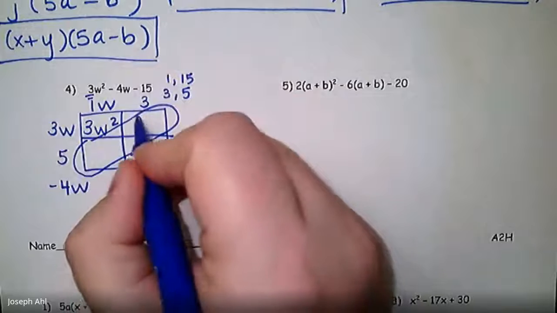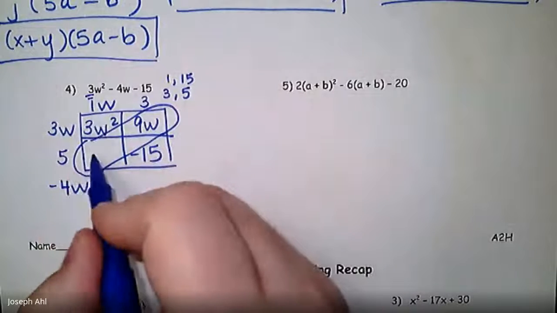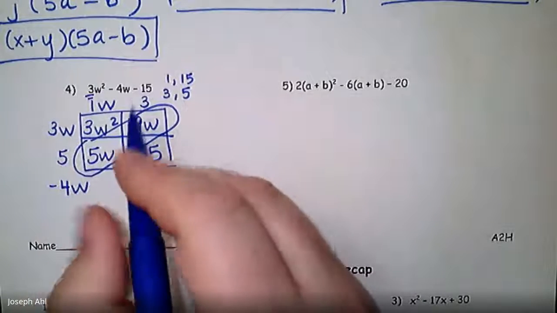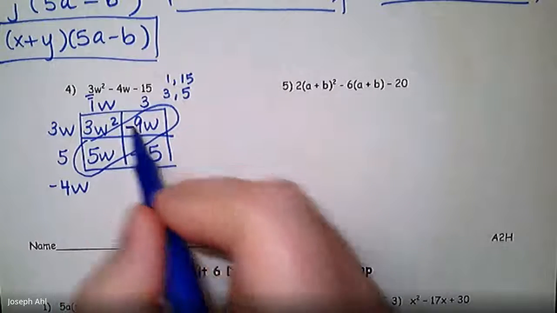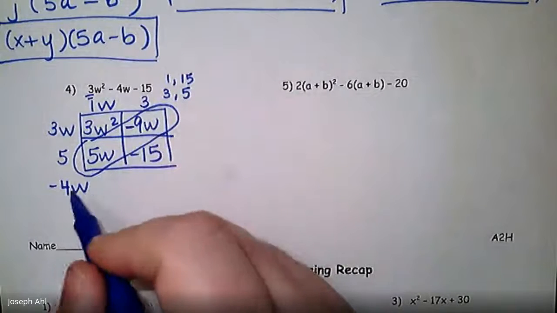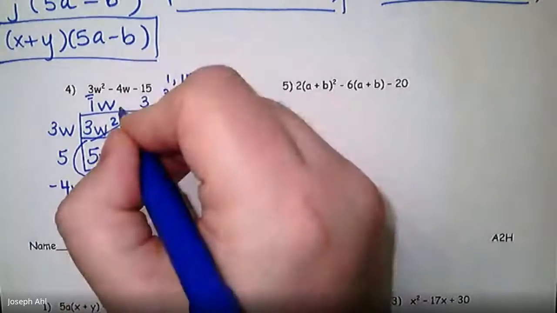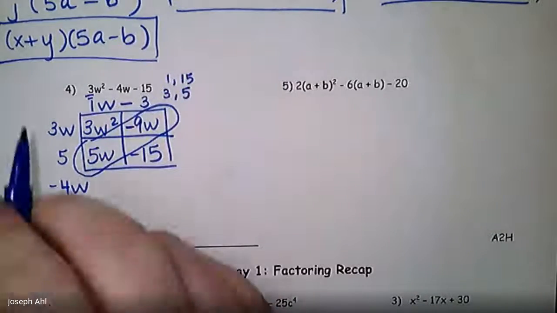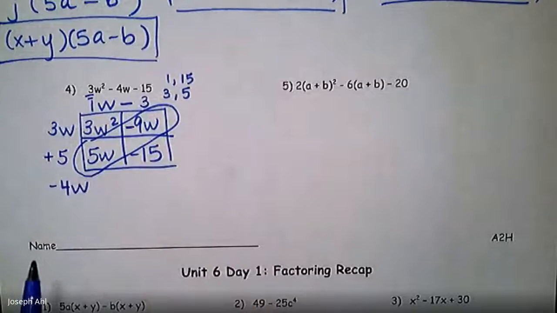3 times 3 is a 9w. 1 times 5 is a 5w. And if I were able to make this one negative, negative 9 plus 5 is negative 4. Well, we can make that negative by writing w minus 3. And therefore, 3w has to get combined with plus 5.